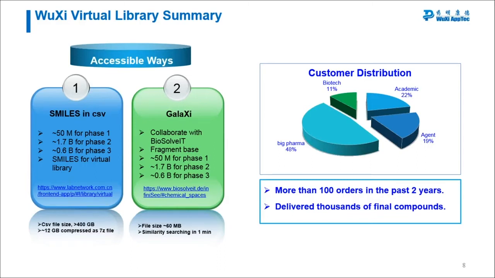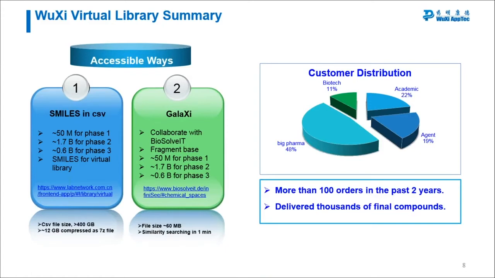For access, we have 2 different ways to access our virtual space. One is the traditional way, where some clients still want the SMILES file based on the enumerated compounds or enumerated database. The other is GalaXi, which we developed with BioSolveIT. It's a very fast searching tool for the 2.3 billion compounds. Usually using this tool for a similarity search, thousands of compounds can be obtained, and the results can be obtained within several minutes.